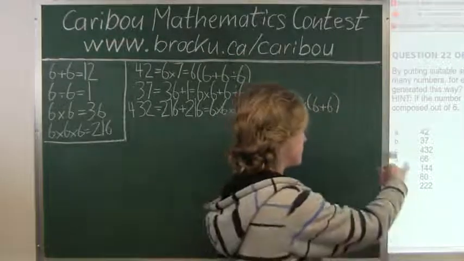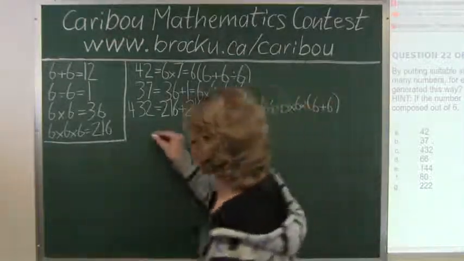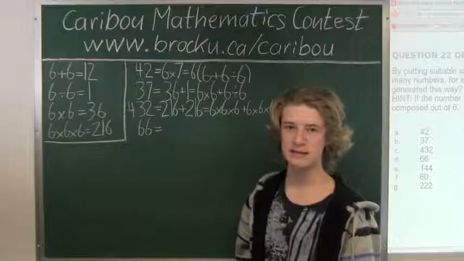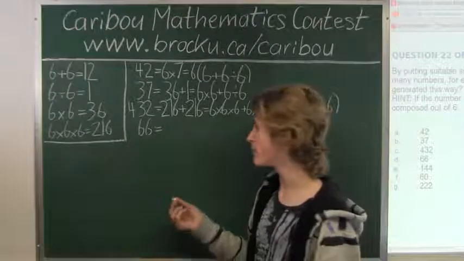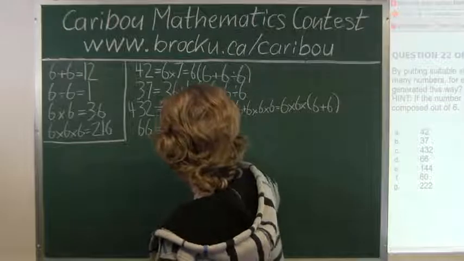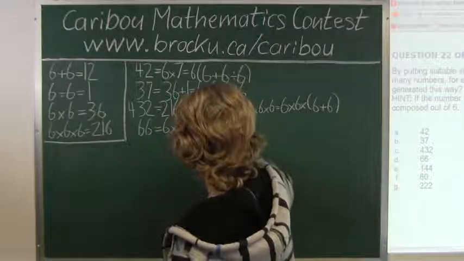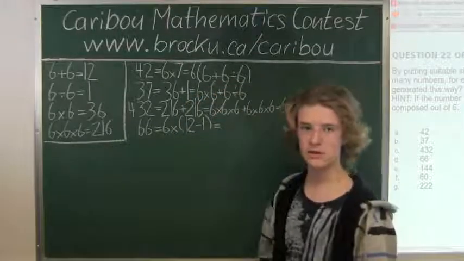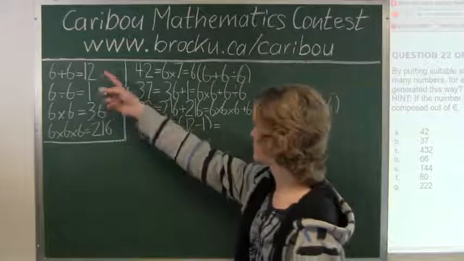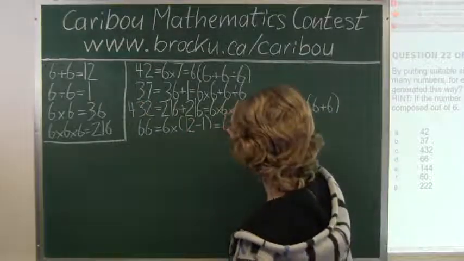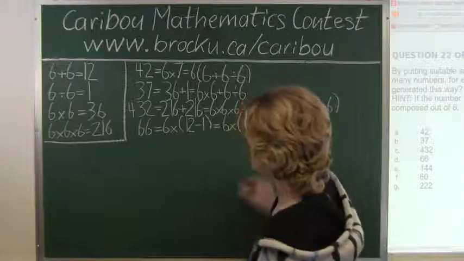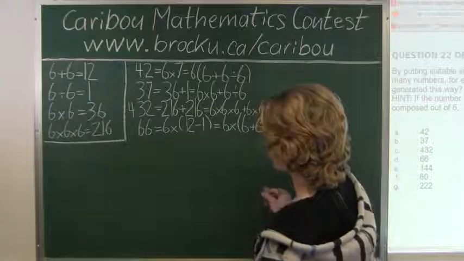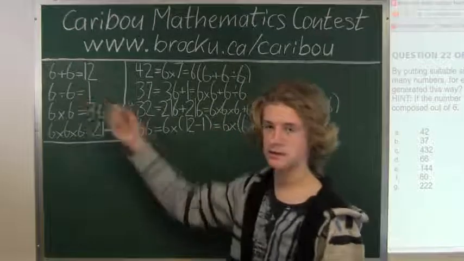So now the next number, 66. So we can write 66 as 6 times, and in brackets, 12 minus 1. So we can use our 2 building blocks, 12 and 1. So let's write that. So that would be 6 plus 6. And then we have minus 6 divided by 6.